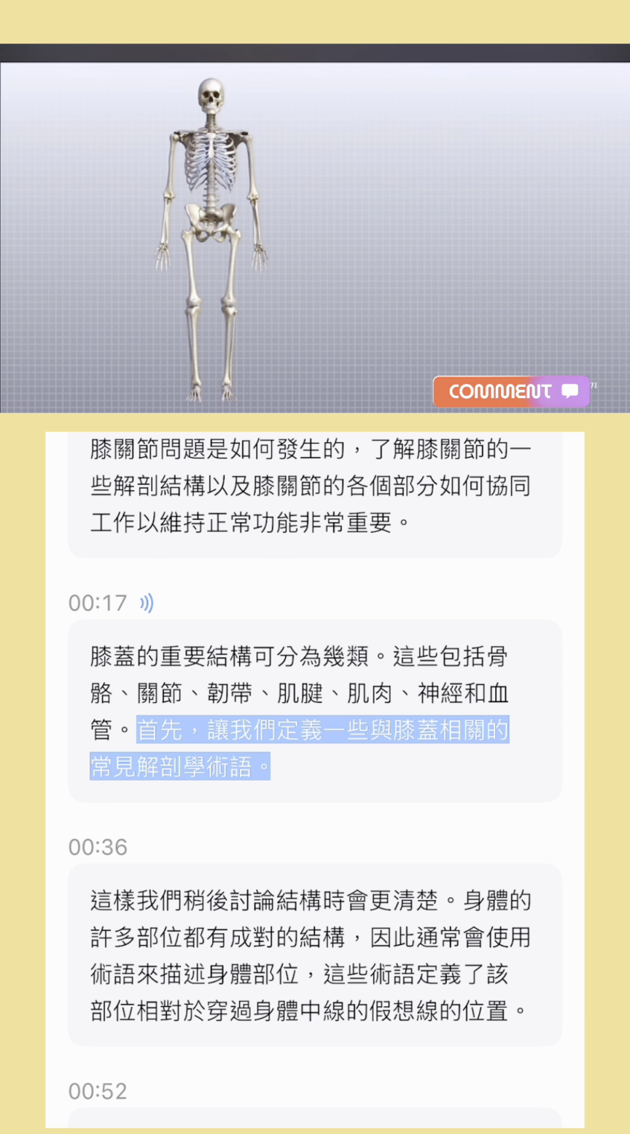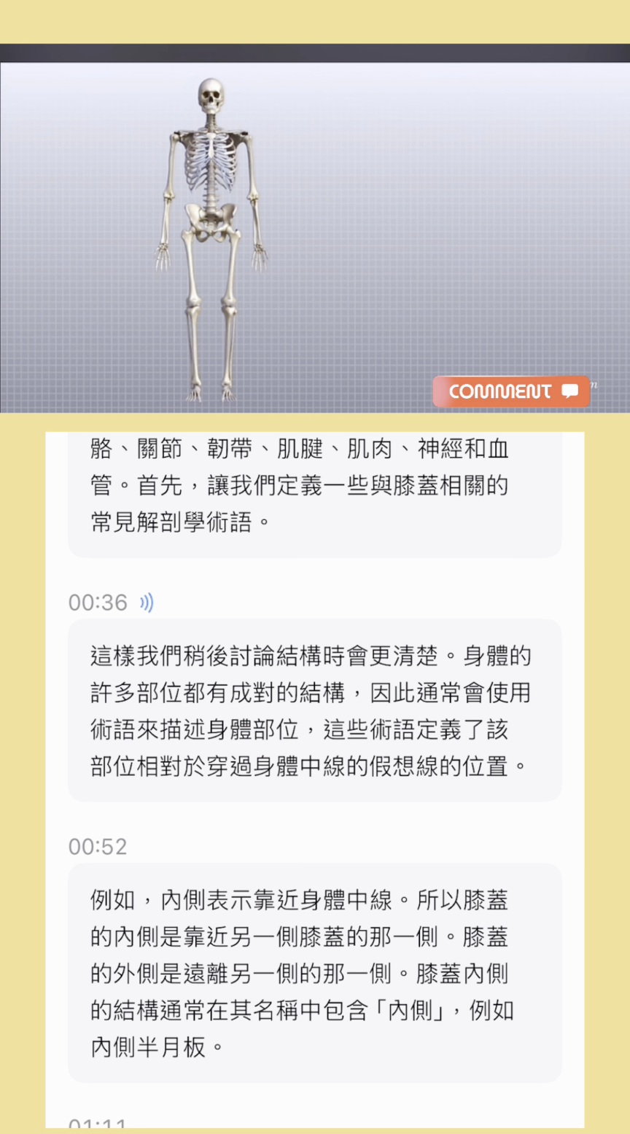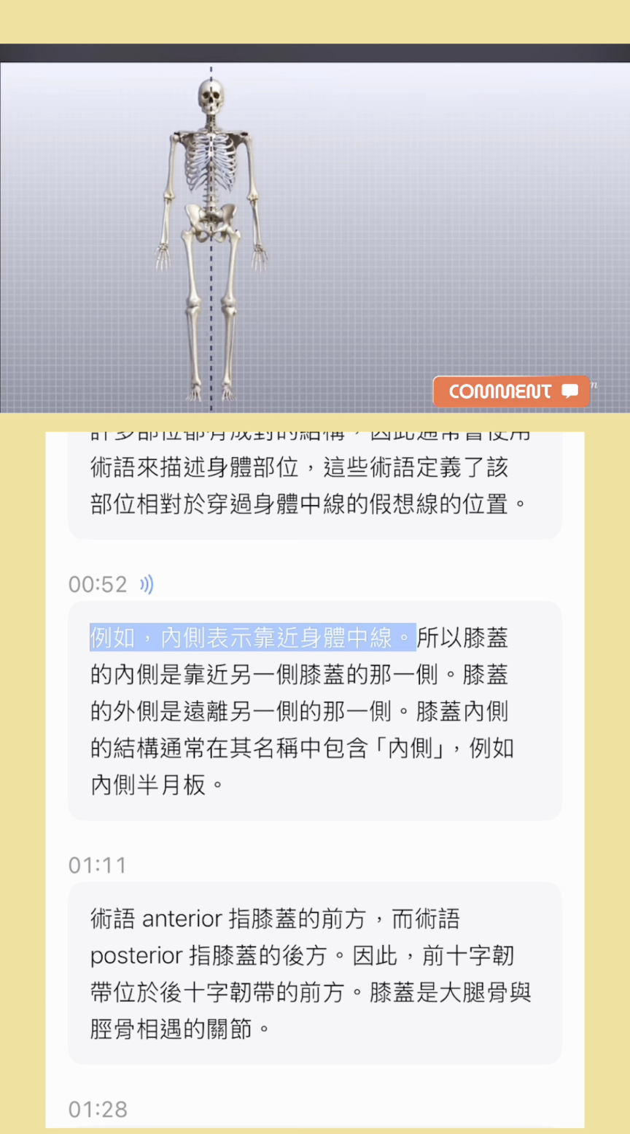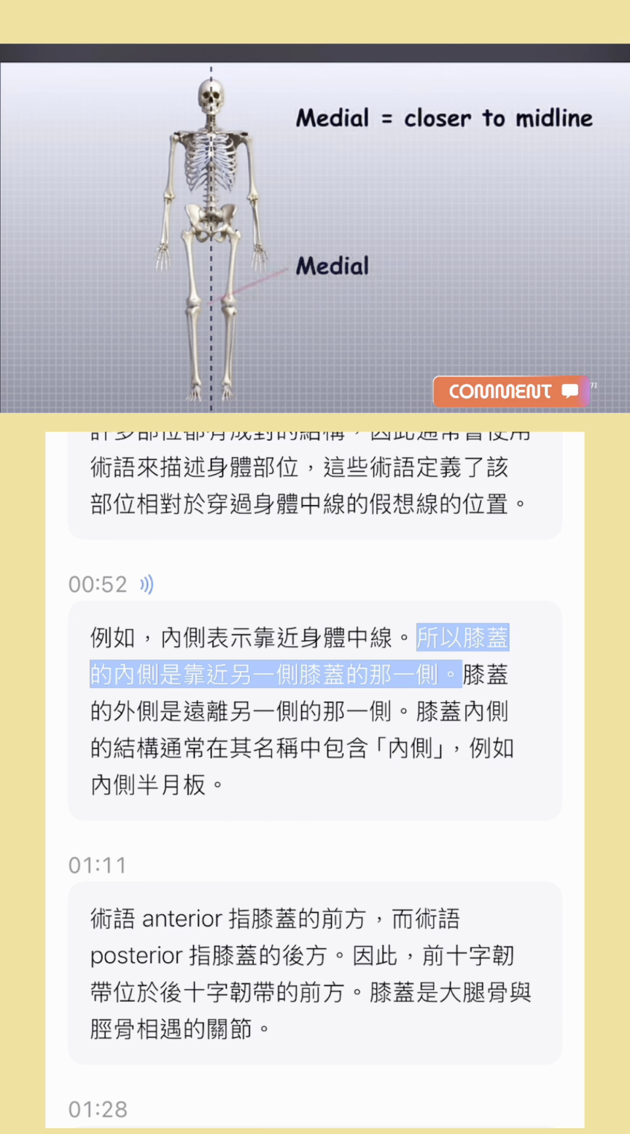First, let's define some common anatomic terms as they relate to the knee. This will make it clearer as we talk about the structures later. Many parts of the body have duplicates, so it is common to describe parts of the body using terms that define where the part is in relation to an imaginary line drawn through the middle of the body. For example, medial means closer to the midline, so the medial side of the knee is the side that is closest to the other knee.